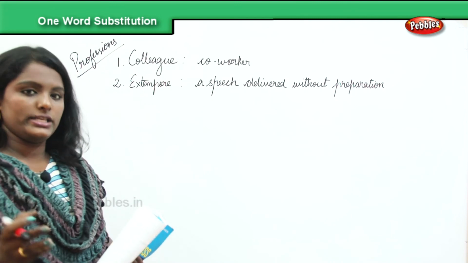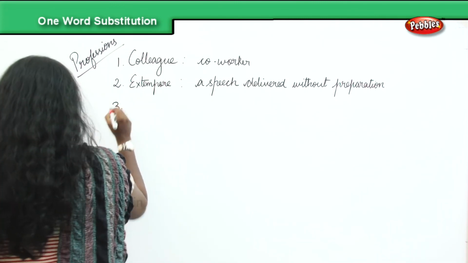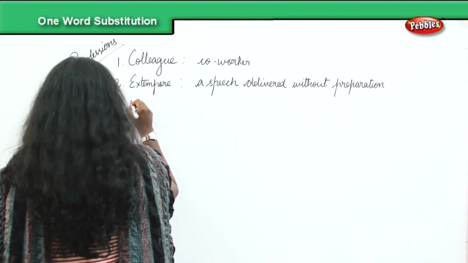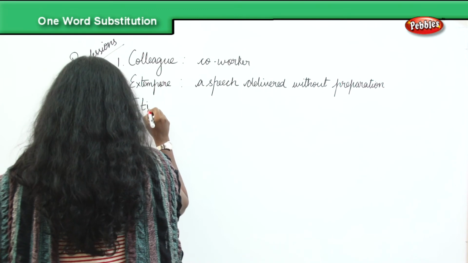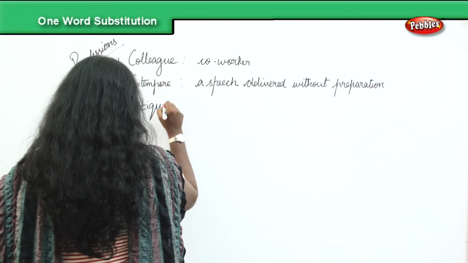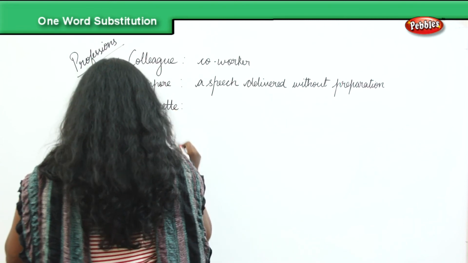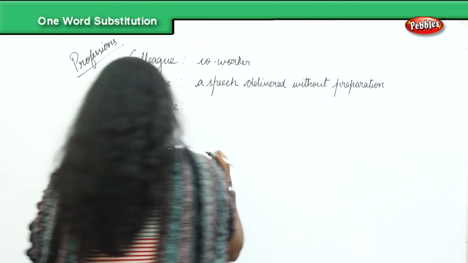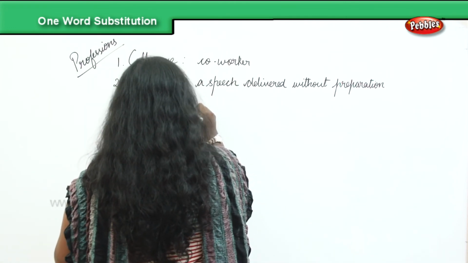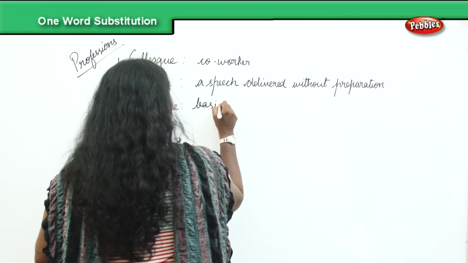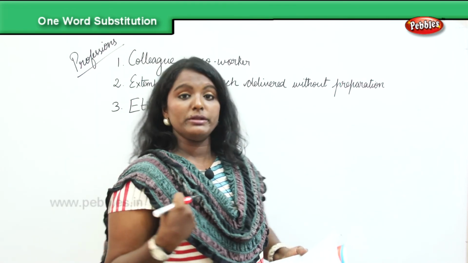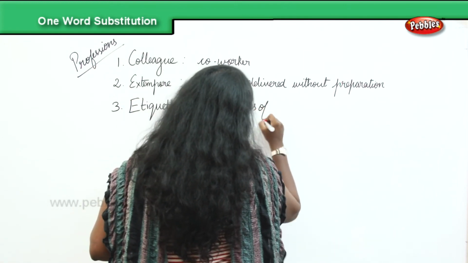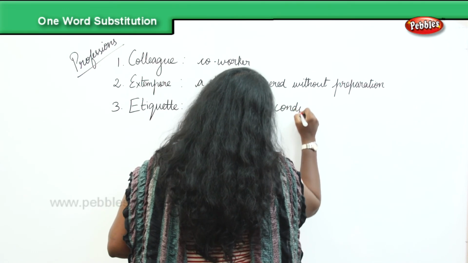Moving over to the next word, etiquette. Etiquette is the basic rules of conduct, or the basic acceptable behavior is called an etiquette. Basic rules of conduct.